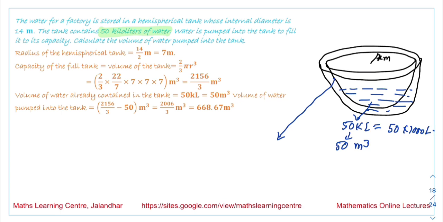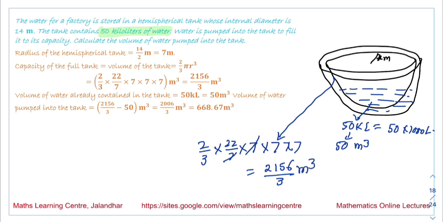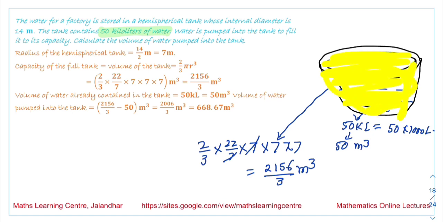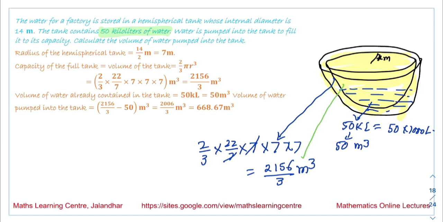So the volume of this tank will be 4 by 3. This is a hemisphere, so it is not 4 by 3, it will be 2 by 3. Pi is 22 by 7, and then it is r cube, radius over here is 7, so it is 7 cube. And when we solve this value, we get the answer 2156 by 3 meter cube. So the capacity of this whole tank comes out to be 2156 by 3 meter cube.